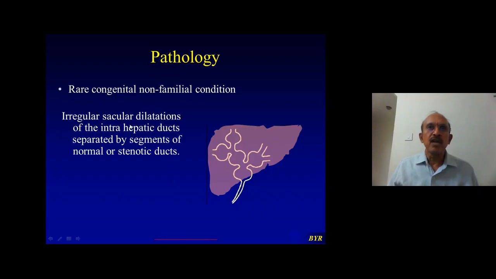There will be irregular saccular dilatations of intrahepatic ducts separated by segments of normal or stenotic ducts. So you will find the bile ducts are like this. There will be saculations and narrow strictures. So there will be multiple cystic-like formations of the ducts. This leads to biliary stasis. Biliary stasis leads to calculi formation and cholangitis.